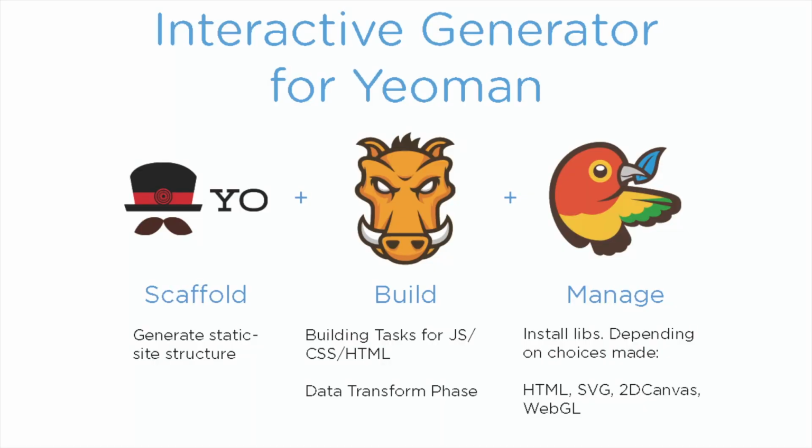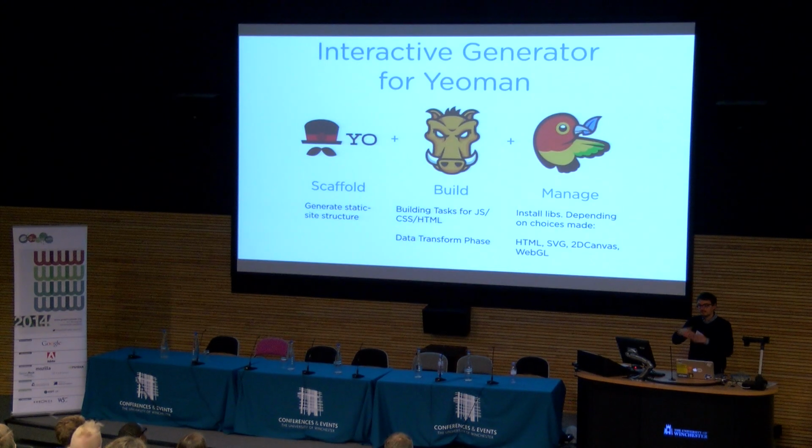This workflow consists of 3 different things. It's Yo, which is a scaffolding library to create scaffolding for static sites. Basically, if you do Yo interactive or Yo website or Yo web app, etc., it will scaffold an entire site for you with folders to put images in, folders to put JavaScript files, etc.